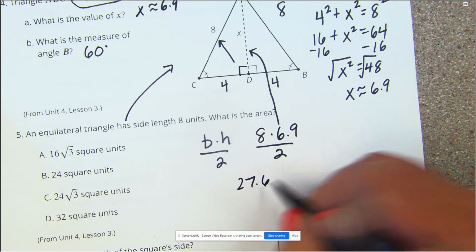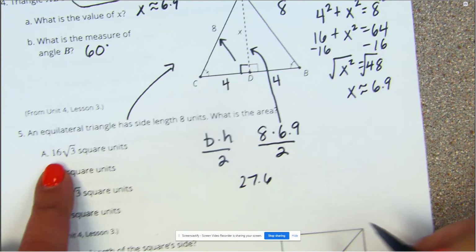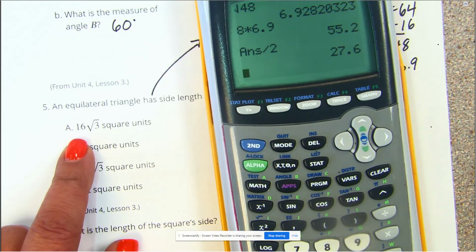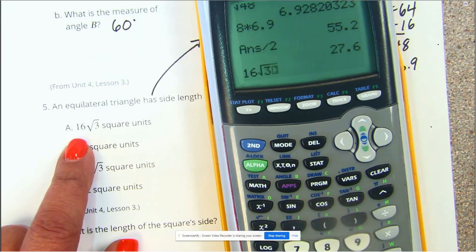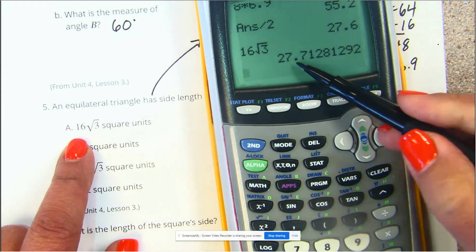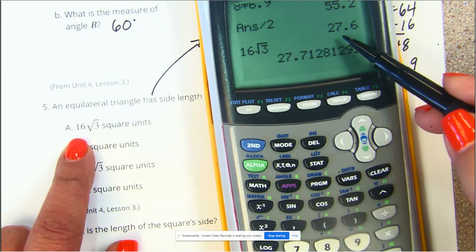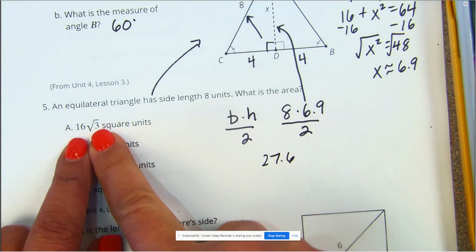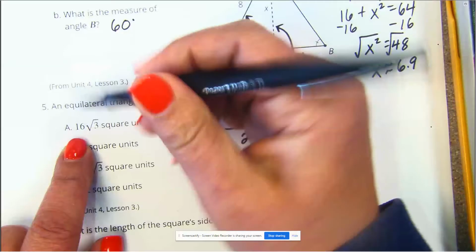And then you're like, oh, shoot, these are all in radical form. That's okay. We can switch these. Let's just type that into our calculator. What's 16 root 3? Oh, look at that. That's probably my answer because this one was rounded. So I just switch this to decimal and I see that is it. And we could double check.